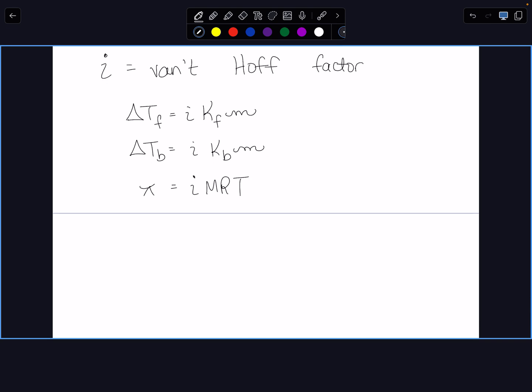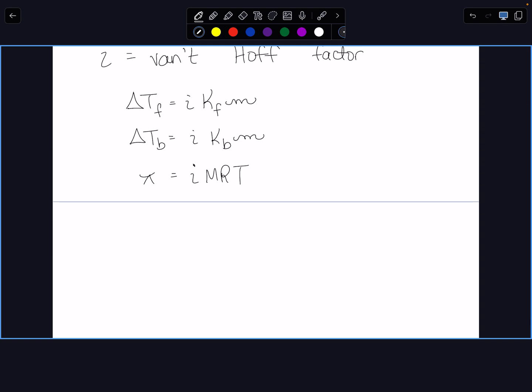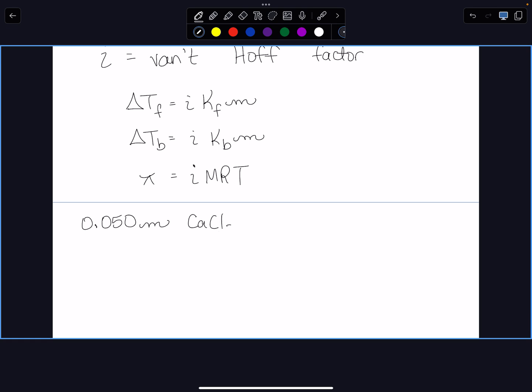Let's look at number 4. According to the Van 't Hoff factor, rank the following aqueous solutions in order from lowest freezing point to highest freezing point. So here's what we're going to do. Let me just write them down: 0.050 molal calcium chloride, 0.15 molal sodium chloride, 0.10 molal hydrochloric acid, and 0.050 molal acetic acid.